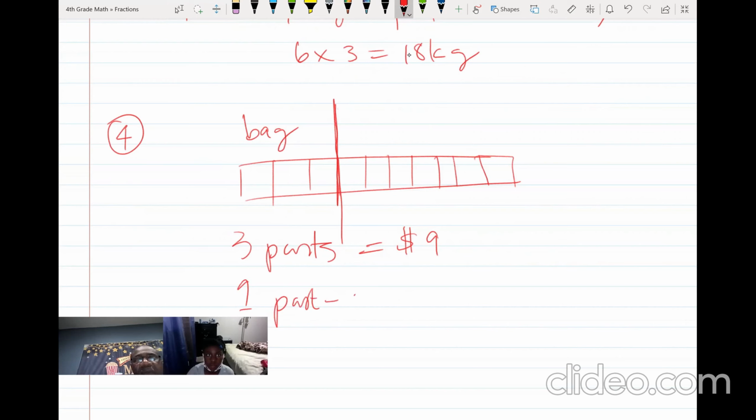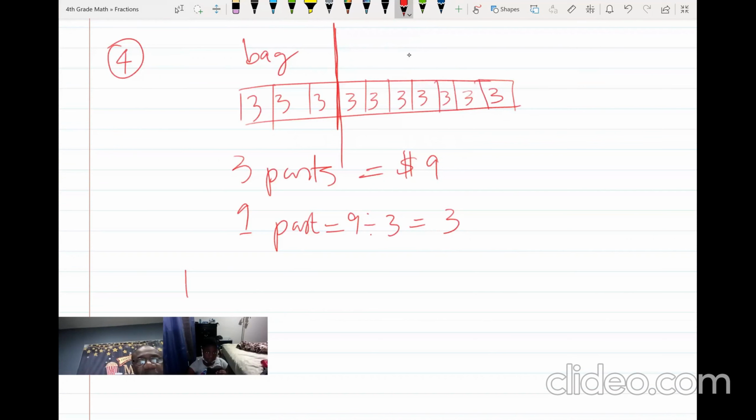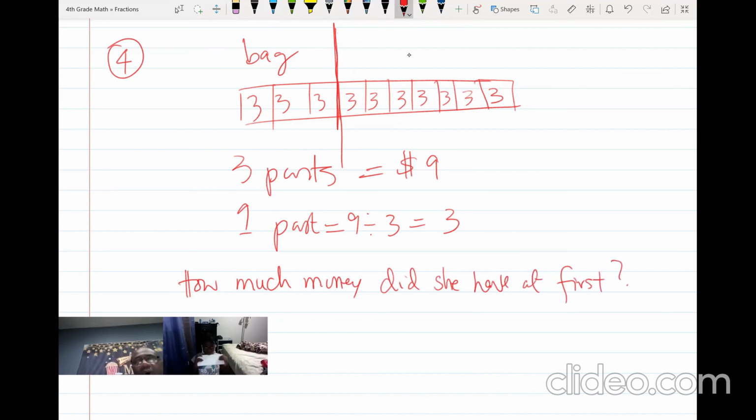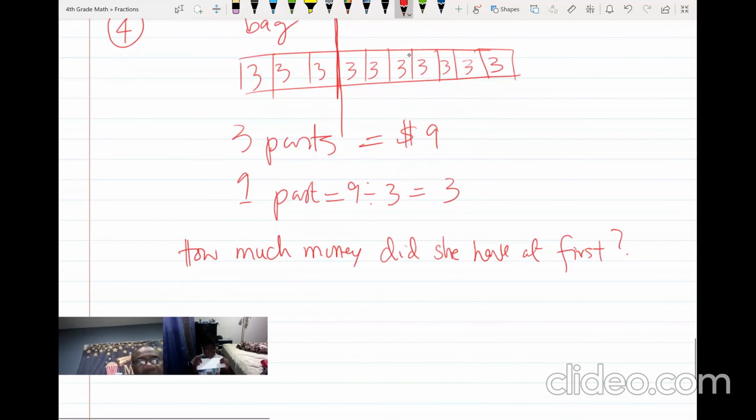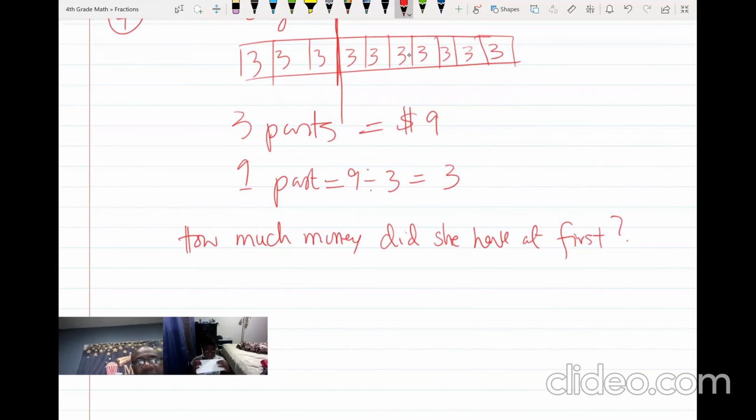So we fill the box with 3. Okay, how much money did she have at first? $30. She had $30, I think. That means the whole bar, the entire bar, which is equal to 3 times 10 equals $30.